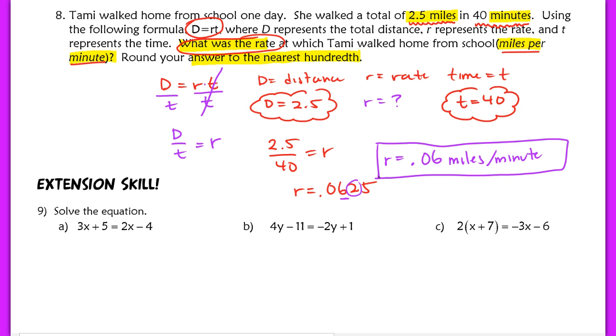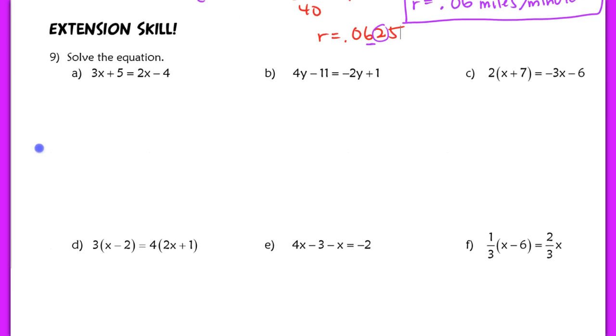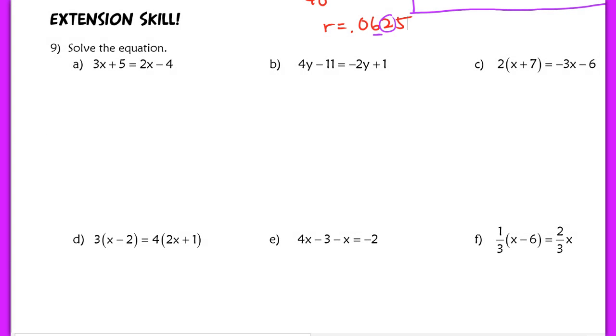Okay, that is the end of your first part of this lesson. We're actually going to do the extension skill here in a separate video. So you're going to pause this video, go back and look at all the questions that you're supposed to do on your own, and then go ahead and watch the extension skill video so that you can do the extension skills in your skill sheets, okay?